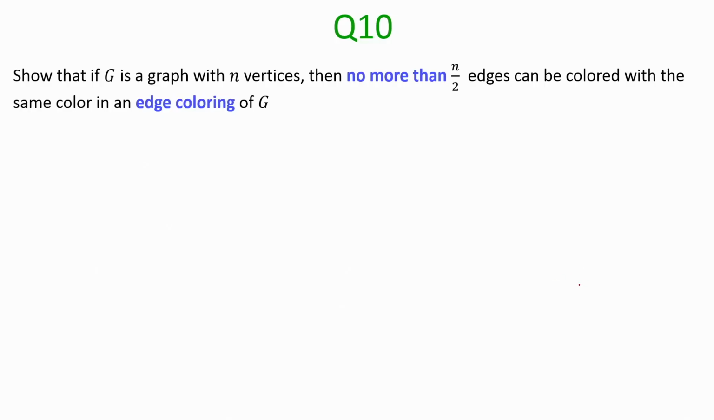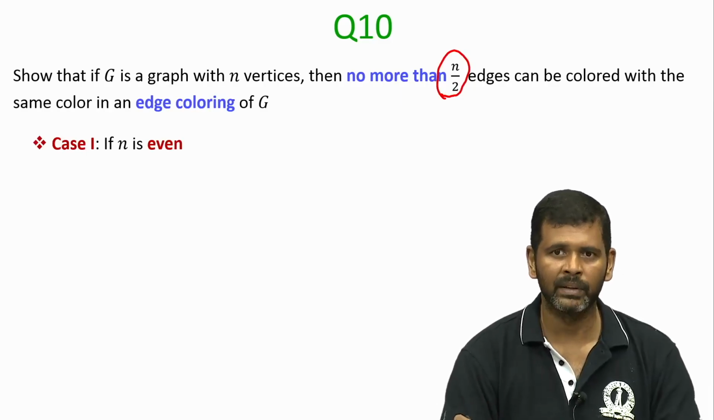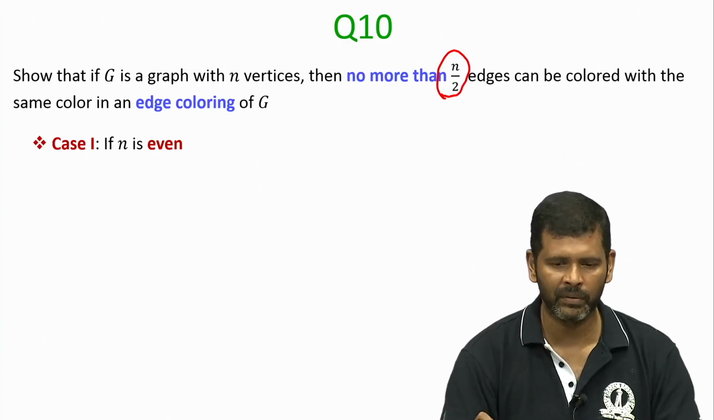Now, let us come to question number 10. Here we want to prove that if you are given a graph with n vertices and if you are doing edge coloring, then you can't use a single color to color more than n by 2 edges, and it is a very simple fact. Depending upon whether your n is odd or even, we can prove this very easily.